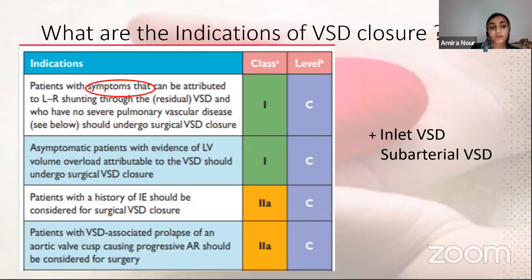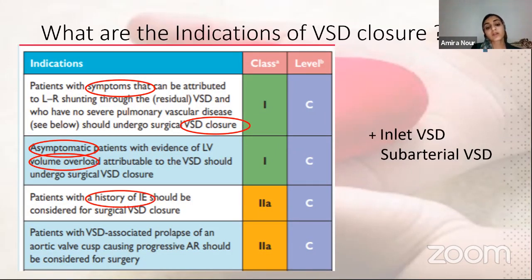If you have a patient with a hemodynamically significant VSD and the patient is symptomatic, with still normal pulmonary artery pressure or without evidence of pulmonary hypertension, according to the ACC guidelines, he should have the VSD closed. And even if the patient is asymptomatic but has a hemodynamically significant VSD with a dilated left ventricle or an increase in the pulmonary artery pressure, this is a class 1 indication for VSD closure.